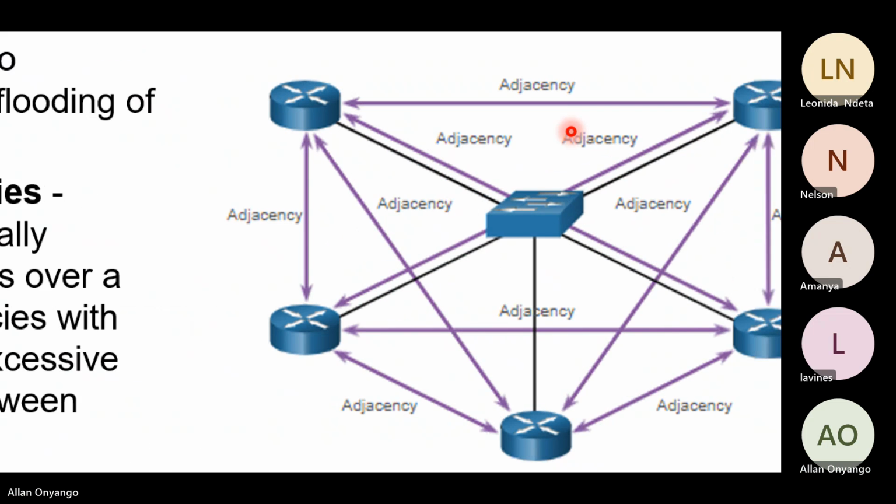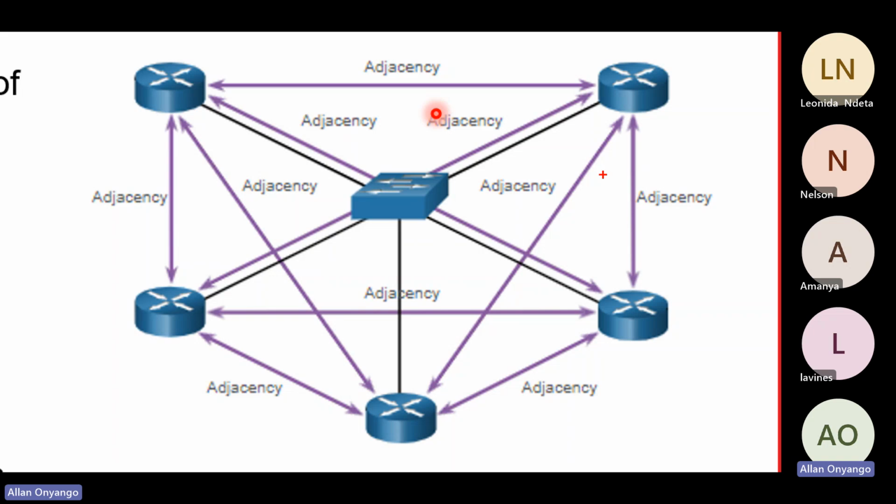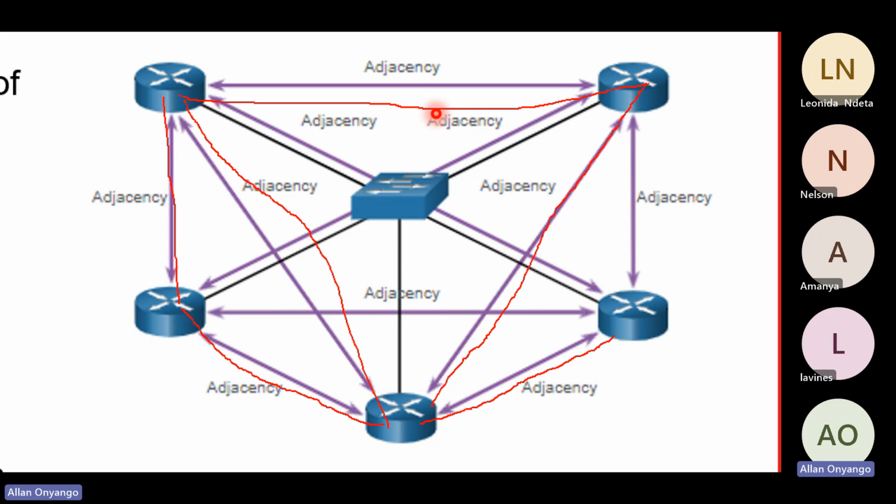So I need us to count here because I want to explain something. How many routers are we having? We have 5 routers. Now, if each router must have a relationship with every router, which means this router must have a relationship with this guy, this router must have a relation with this router, this router must have a relation with this router, and so on, this router must also have a relation with this router.